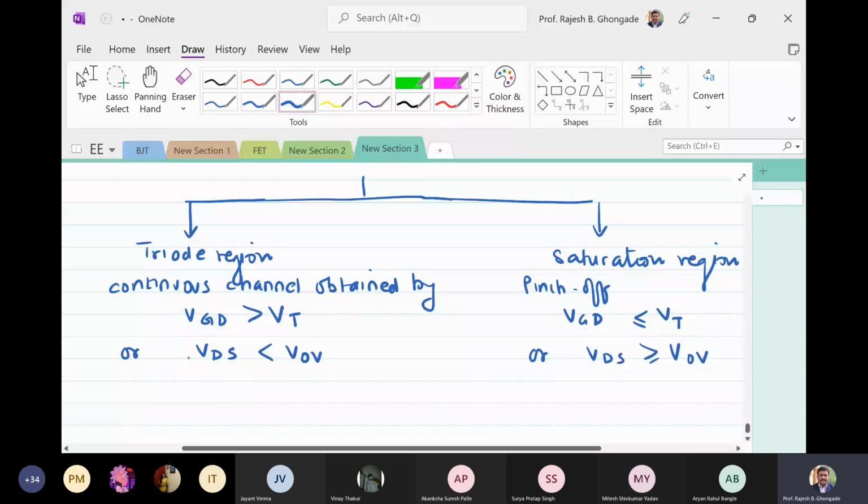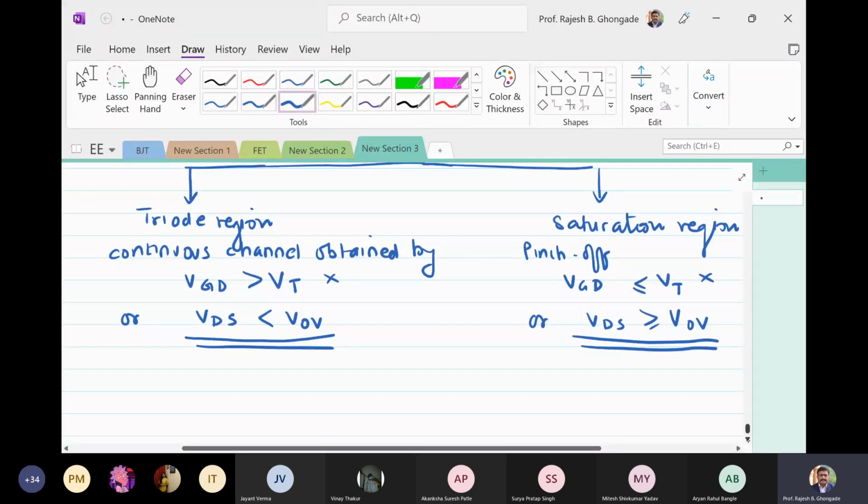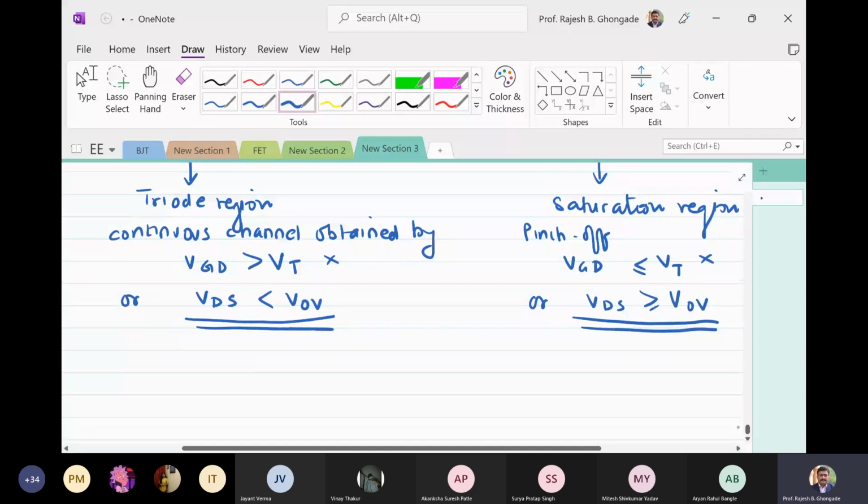Understand this. Don't consider this. Understand this, this we have already seen. And in this region, the characteristics, the equations are different.